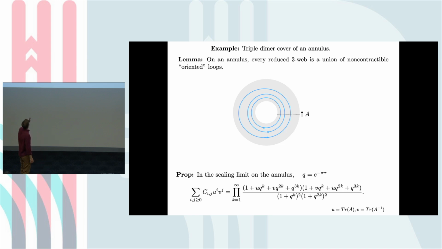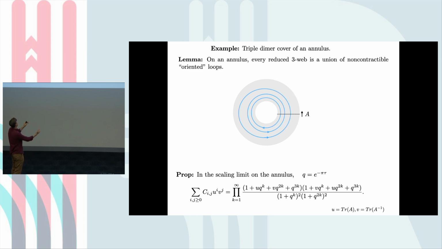On an annulus, every reduced web, this is a slightly non-trivial lemma, is a union of loops which are oriented, which in this case are not really oriented, but there are 2 different kinds of loops because there's a black and white coloring, and you can think of each loop as a 1-2-1-2 chain. And depending on whether the 2's occur at the beginning of a white or black vertex, it has one orientation or the other.